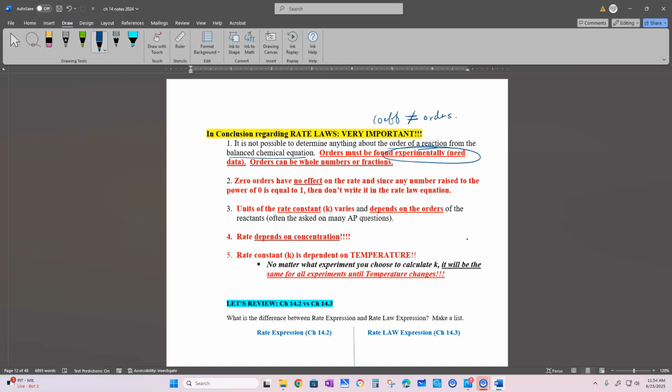Beware, orders are usually whole numbers, but they can be fractions, okay? This is very rare, and I think I only have one practice problem that does that, and it has not happened on the AP test in a long time, but we still got to show you. Zero order has no effect on the rate. Since any number raised to the power of 0 is 1, you don't write it in the expression. So if anybody's zero order, no effect, don't put it in the rate law.